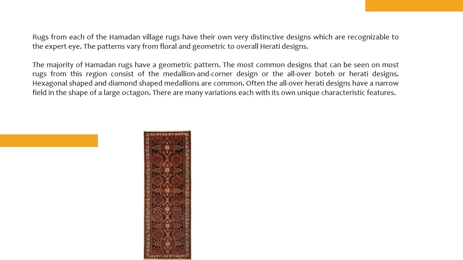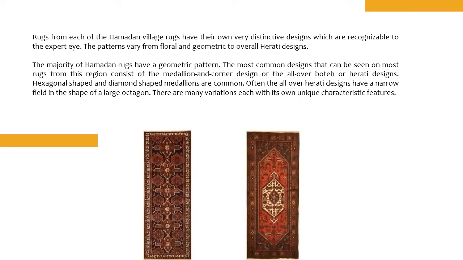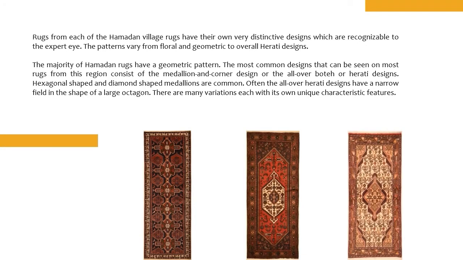The most common designs that can be seen on most rugs from this region consist of the medallion and corner design. Hexagonal-shaped and diamond-shaped medallions are common. Often all-over Herati designs have a narrow field in the shape of a large octagon.